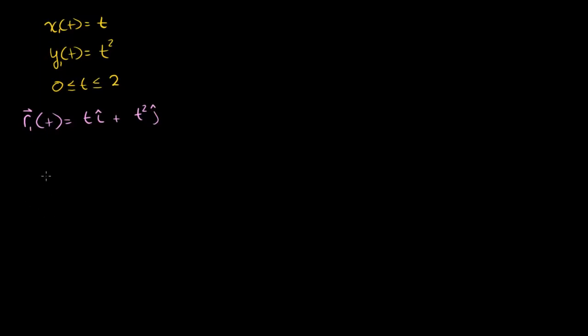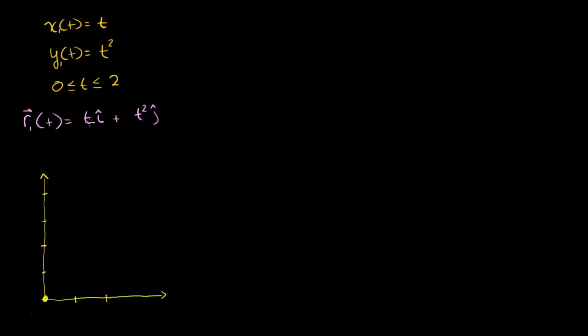So let me get my draw. Let me try to draw it roughly to scale. So let's say we've got 1, 2, 3, 4. And then let me draw my x-axis. That's good enough. And my x-axis, I want it to be roughly to scale, 1 and 2. And so at t equals 0, both my x and y coordinates are at 0, or this is just going to be the 0 vector. So this is where we are at t equals 0.